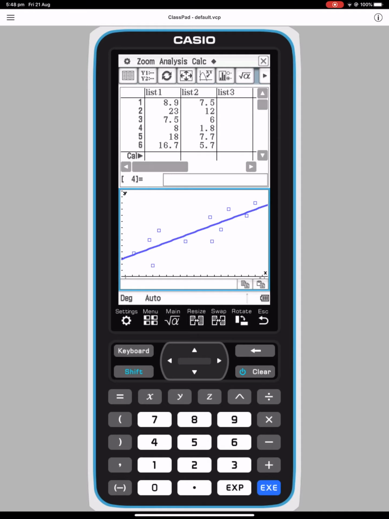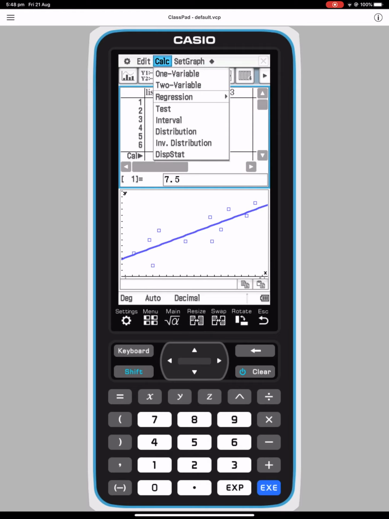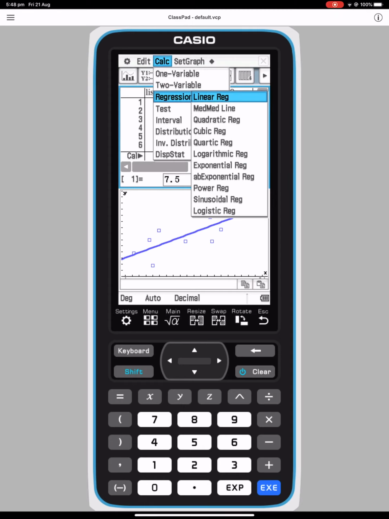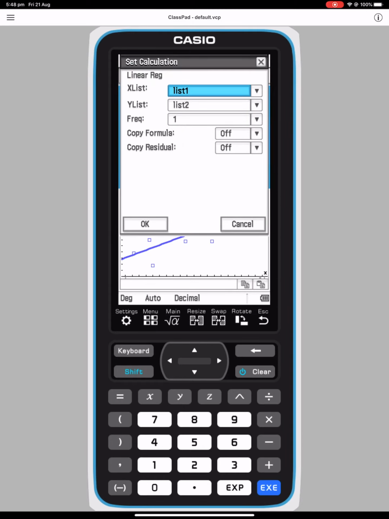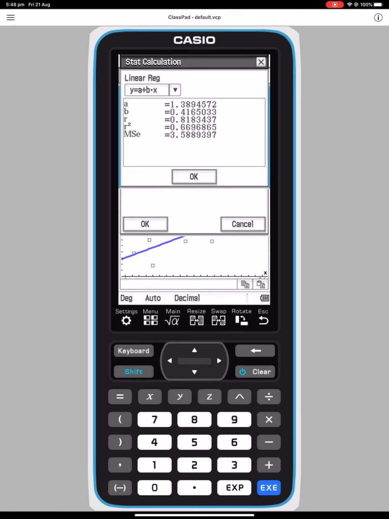Okay, so I'll repeat those steps again. So once you have your data, establish what is the EV and what is the RV. So we put EV in list 1, we put RV in list 2. Then once you've entered the data, we go calc, regression, linear. We don't need to change anything in this section at all. We go OK. And then up here, we need to note down our A value, our B value.